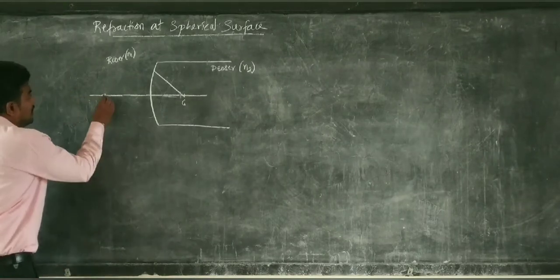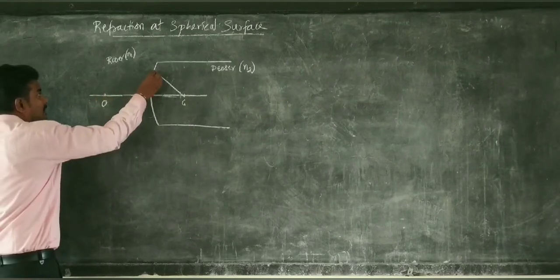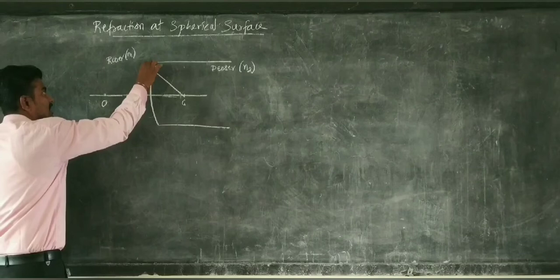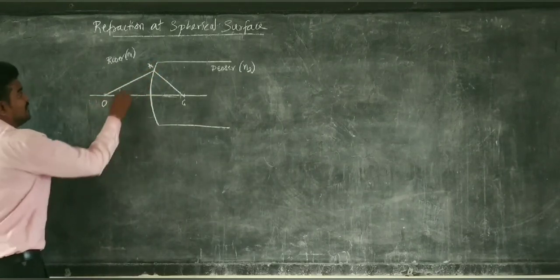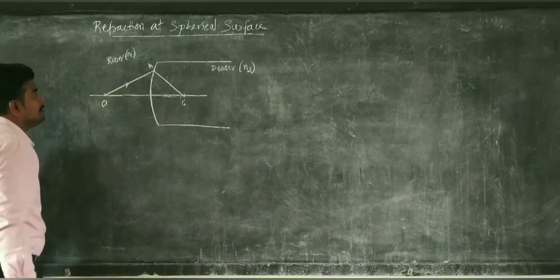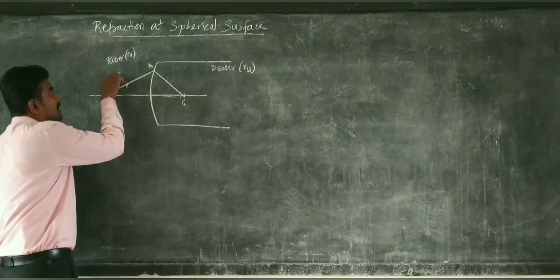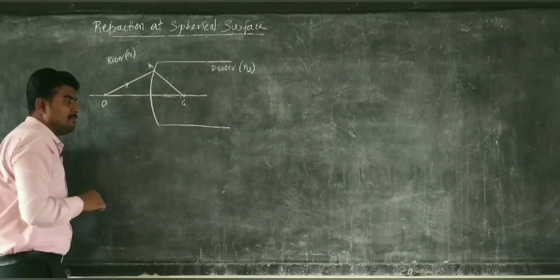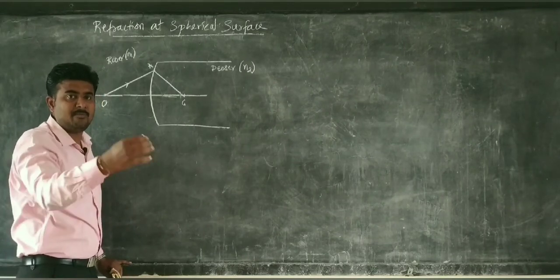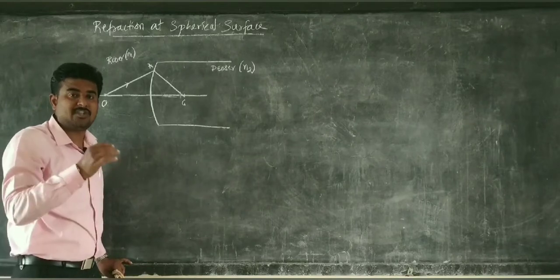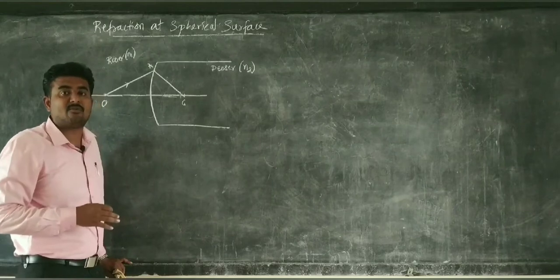Okay. If this is O, then O is a point object. From O, a ray is incident at this location. Let us say this is A, and this is the incident ray. Now, this ray is moving from rarer medium to denser medium. It has to undergo refraction. Whenever a ray travels from rarer medium to denser medium, it bends towards the normal. When a ray travels from denser medium to rarer medium, it bends away from the normal.